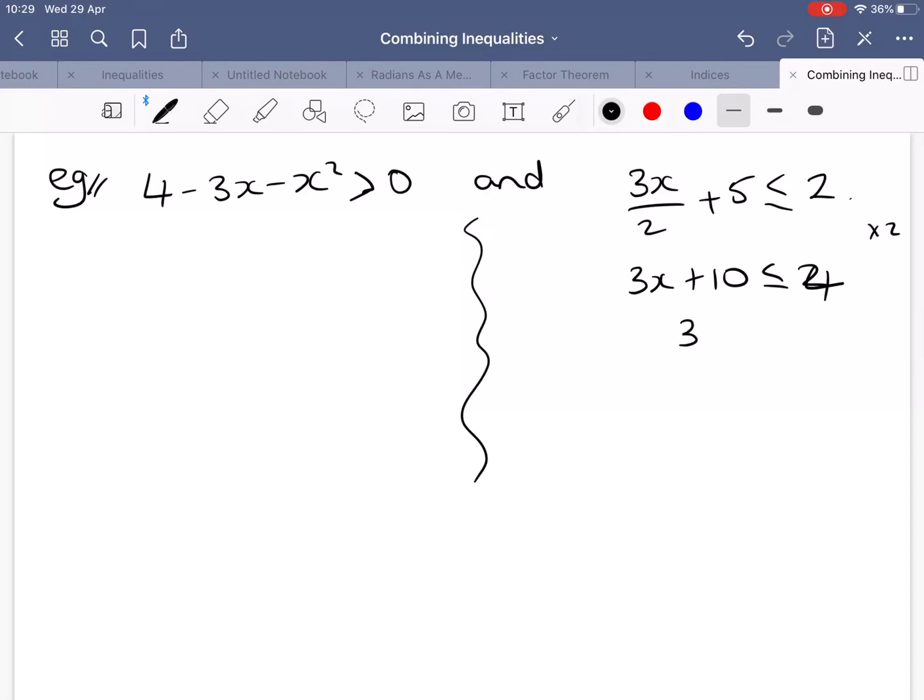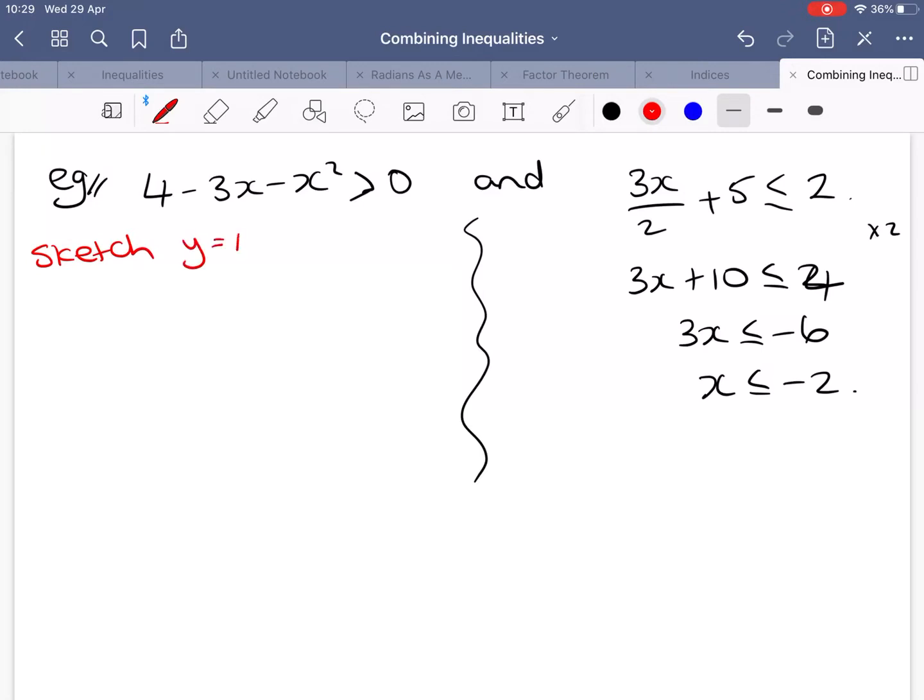Take away the 10 from both sides. So 3x is less than or equal to minus 6, because 4 take away 10 is minus 6. So x is less than or equal to minus 2. Going to the second inequality, I'll change the colour here actually. Remember, to solve quadratic inequalities, we have to sketch.